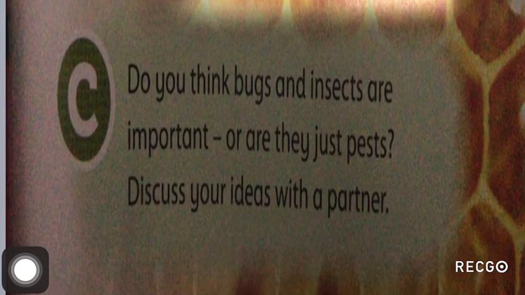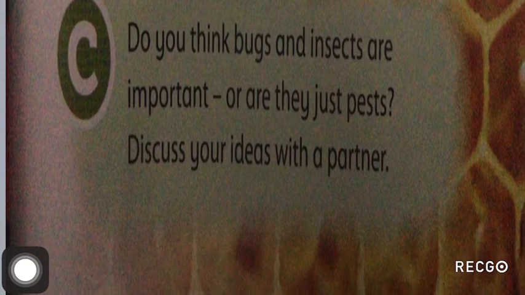Do you think bugs and insects are important? Now this is a discussion question. You have to have a discussion with your partner and try to sort out whether these bugs or insects are important for human beings or for life. Are they just pests? Are they just dangerous, or do they also produce some good effects on society, on human life? Discuss your idea with a partner.